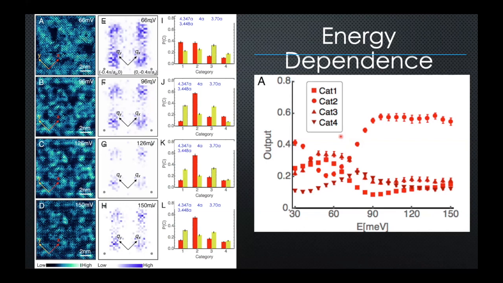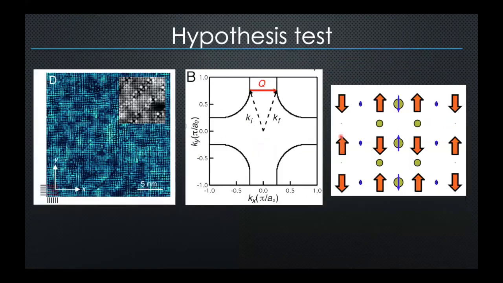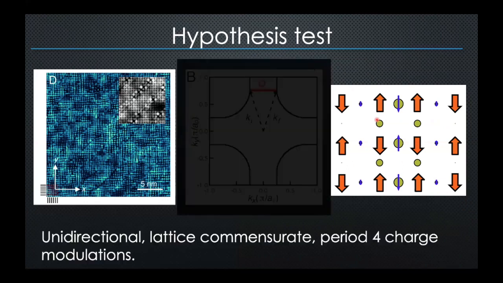And that is giving us a result of this hypothesis test. The outcome of the test is that we started with this data set and we wanted to test these two hypotheses, k-space driven nesting picture versus real space driven commensurate density wave. And our exercise with neural network supports that unidirectional lattice commensurate period for charge modulations better describe the data.